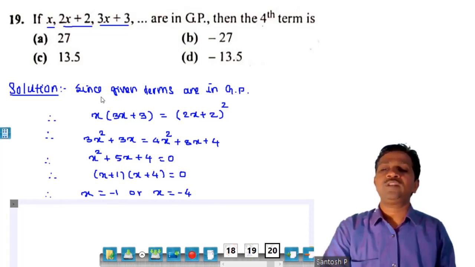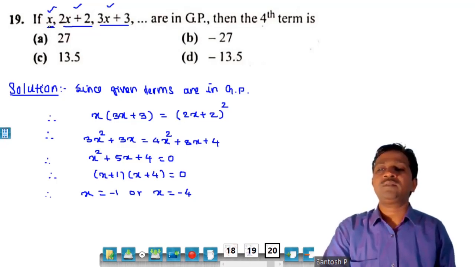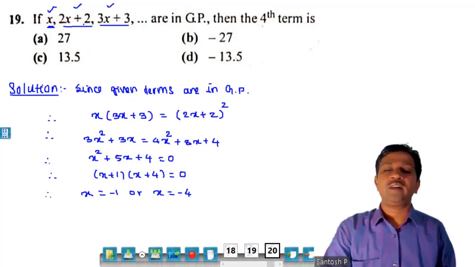What happens to this GP? If I put x equals minus 1 in the given terms, here, here, and here, the first will be minus 1. If I put x equals minus 1 here, 2 into minus 1 is minus 2 plus 2 is 0. And if I put x equals minus 1 in the last, then also I am getting 0.